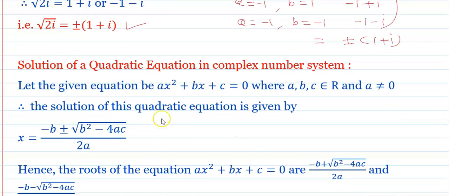Now the next, solution of a quadratic equation in complex number system. Let the given equation ax square plus bx plus c is equals to 0, where a, b, c belongs to set of real numbers and a is not equals to 0. या टाइपचा फॉर्म्युला तुम्ही 10 स्टँडर्ड मध्ये लर्न केलेला आहे. The solution of this quadratic equation is given by x is equals to minus b plus or minus root of b square minus 4ac upon 2a.